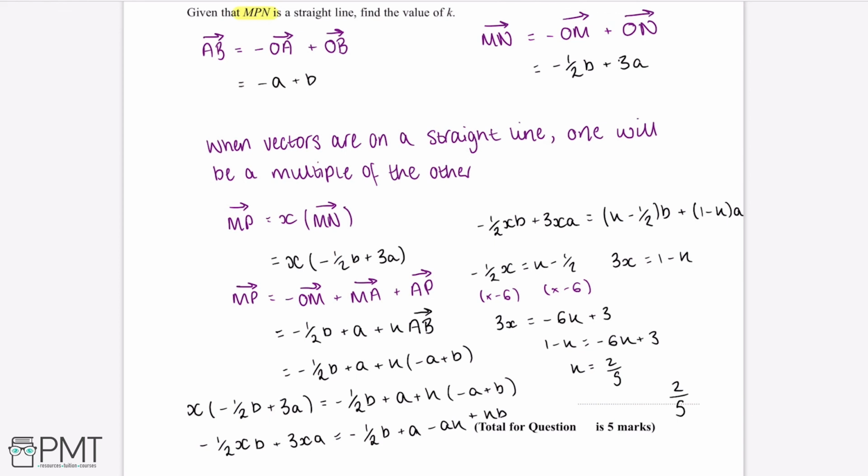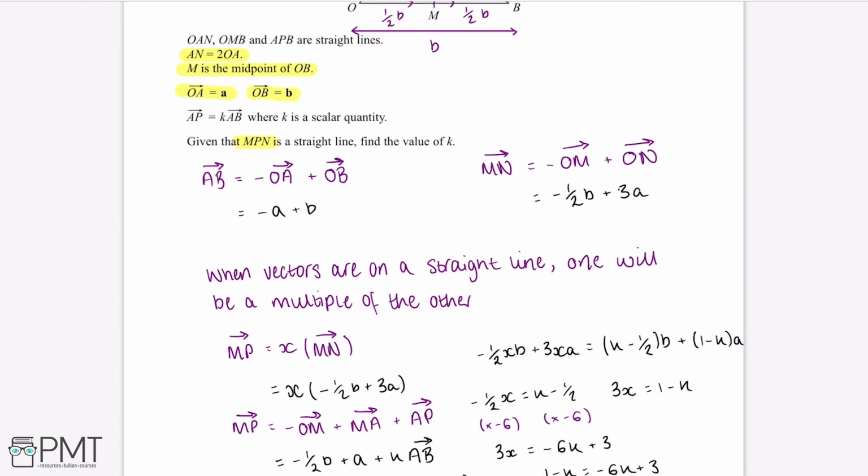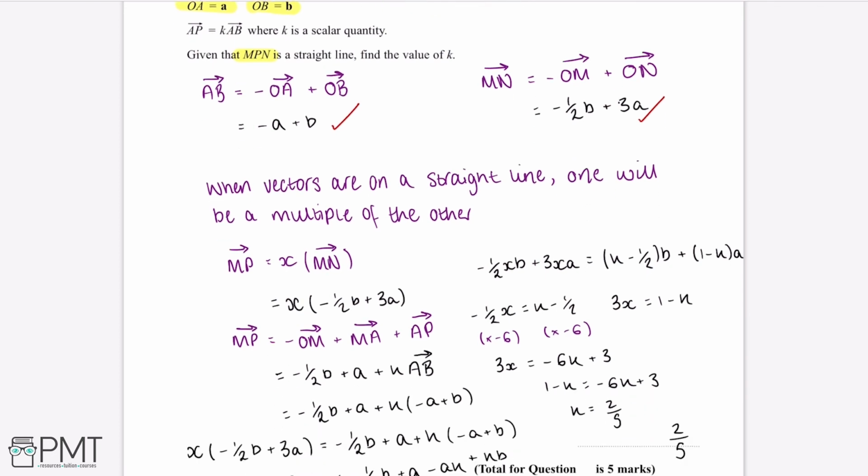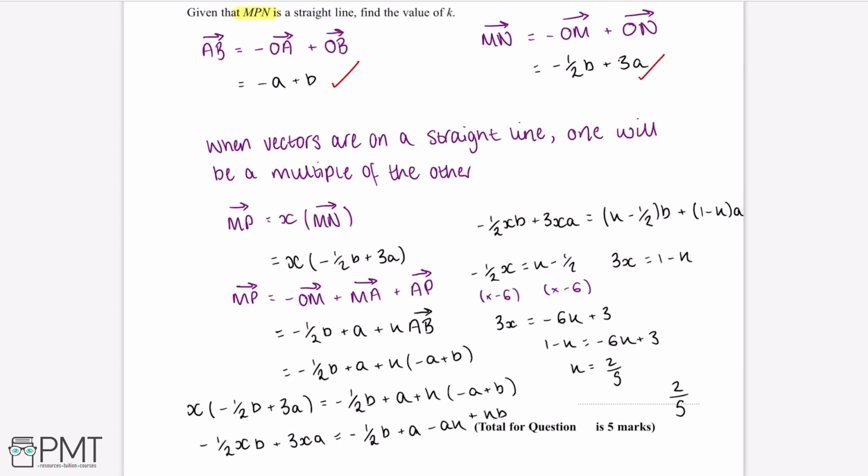Now this question's worth 5 marks. We'll get our first mark for finding AB. We'll get our second mark for finding MN. We'll get our third mark for finding MP. We'll get our fourth mark for putting MN as a multiple of MP. And we'll get our fifth mark for the correct answer.